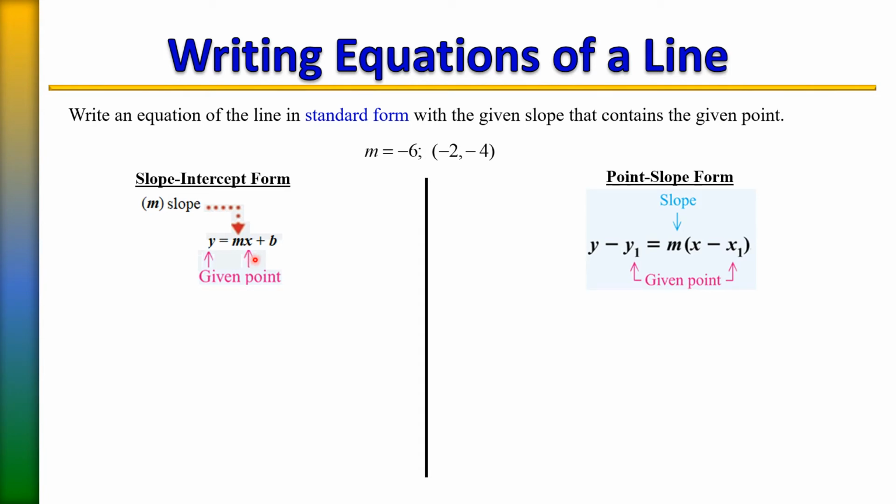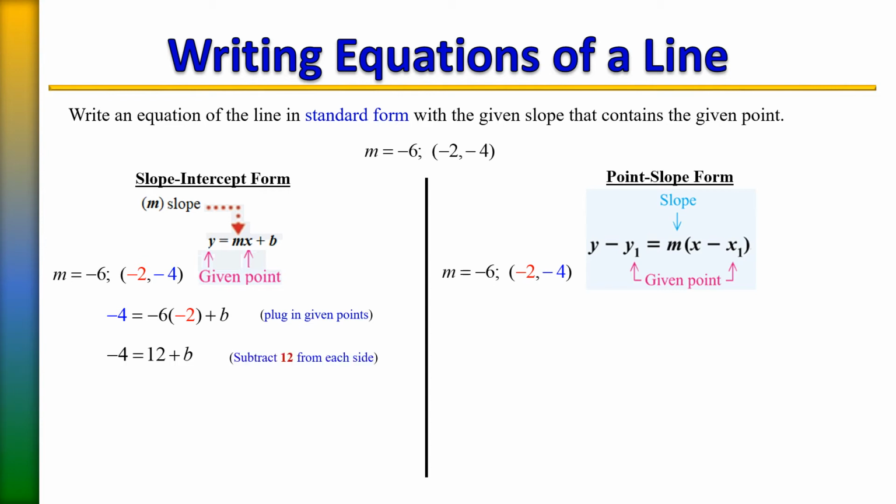Now remember, when you're using the slope-intercept form, you don't know what b is; that is what you're going to be solving for. So let's plug in our values. When we do so, it's going to look like so. On the right side, multiply -6 times -2, and remember a negative and a negative will give you a positive, so that's +12. One last step to getting b all by itself. What do we have to do? Yes, if you said to subtract 12, then that's correct. So once we subtract 12 from each side, b will equal -16.